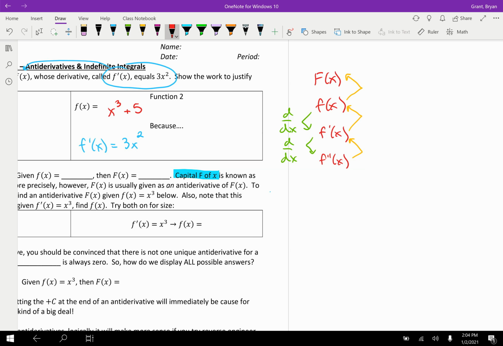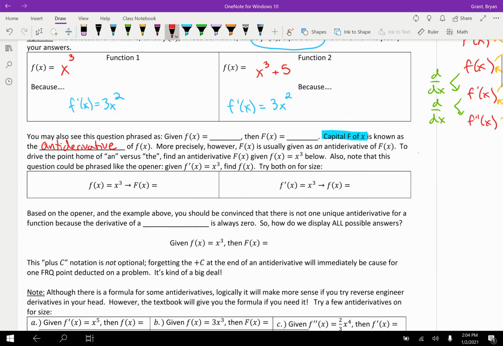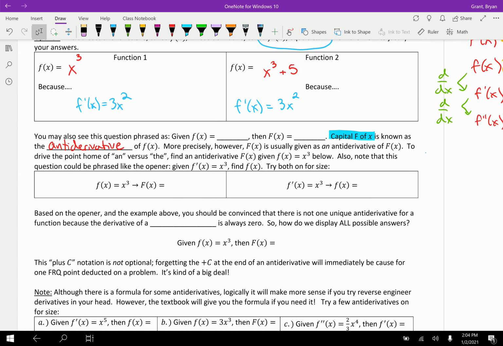And, of course, all of our derivative rules are the same, but now we're working in reverse, and maybe that will throw off some of those rules. So going back to this, capital F of x is usually, instead of phrased as find the antiderivative of, it actually means find an antiderivative of lowercase f of x. Okay, and the difference between an versus the is illustrated in the opener that you did up above, right? Find an antiderivative of f of x.